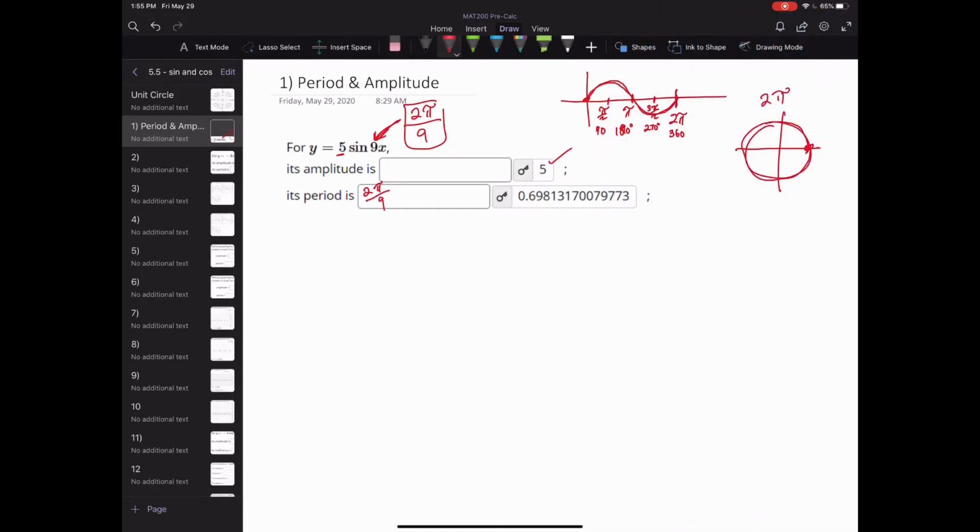Now remember, this video is meant to be quick, so I'm not really going into detail with it. I just kind of want you to be able to do the problems with it. So this is the formula. It's 2 pi over whatever that coefficient is, right? I'm going to put that in parentheses, whatever that number is.